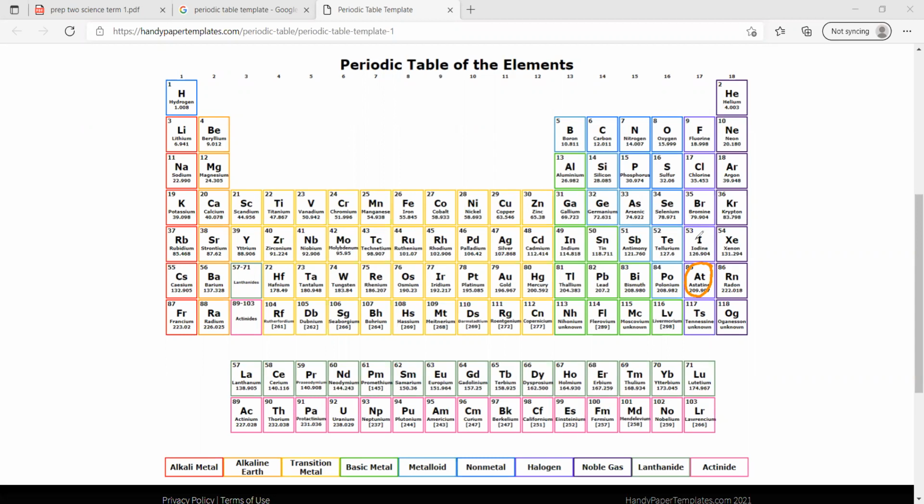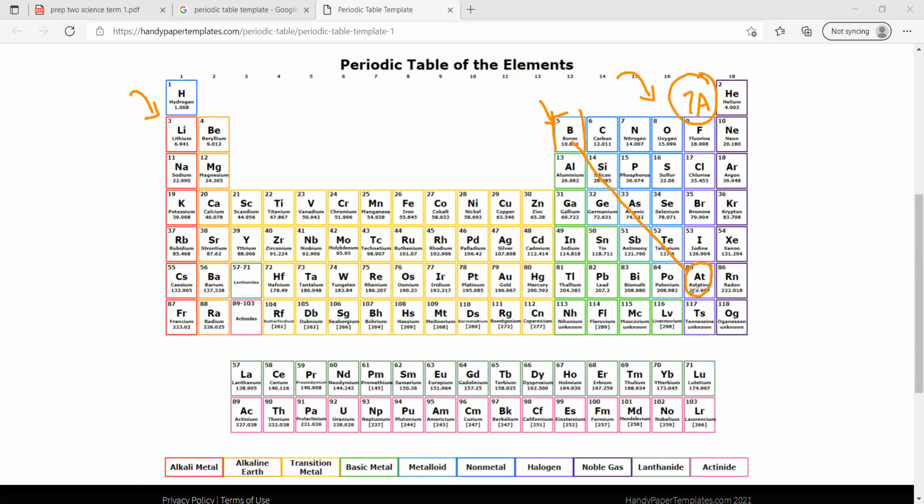Whatever the period is, I just want you to know that in 7A they are the non-metals. How do I tell if it is a metal or non-metal? We already know their locations in the periodic table. We have metals here and non-metals here, and between them are the metalloids. That's it. So all of group 7A are non-metals.